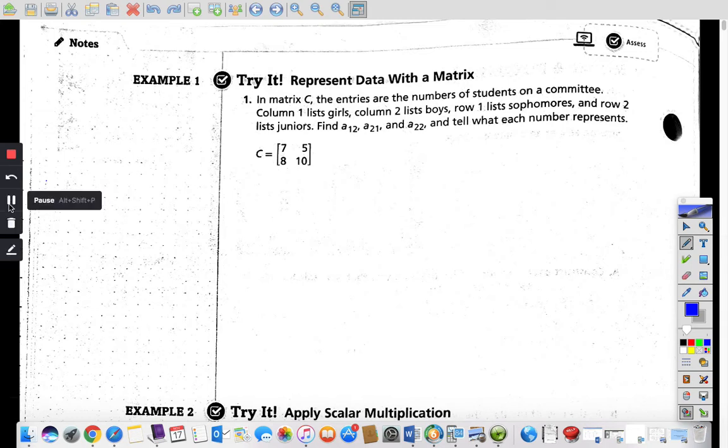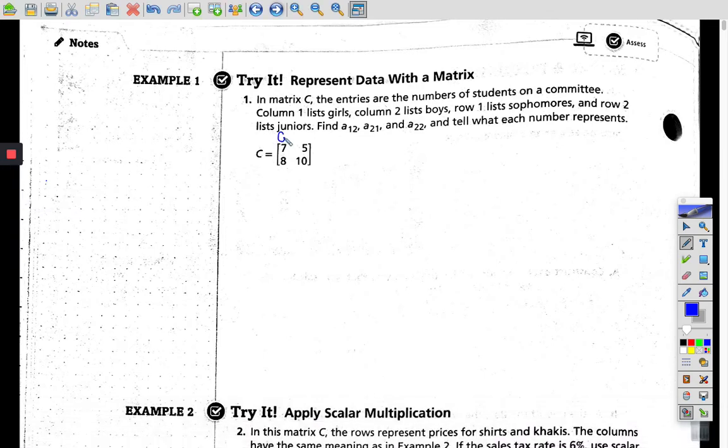So this says, in Matrix C, the entries are the numbers of students on a committee. Column 1 lists girls. Column 2 lists boys. So this is column 1, which is girls. Column 2 is boys.